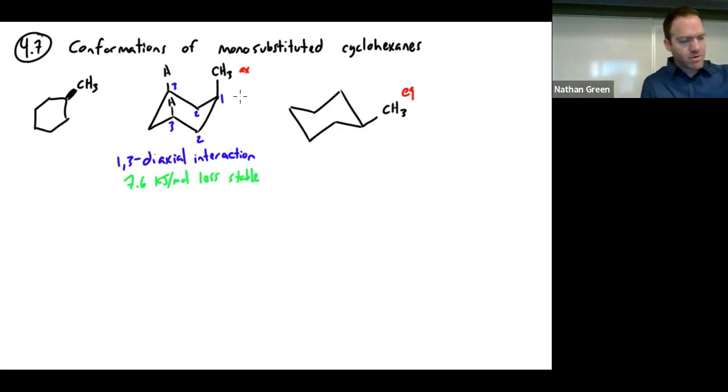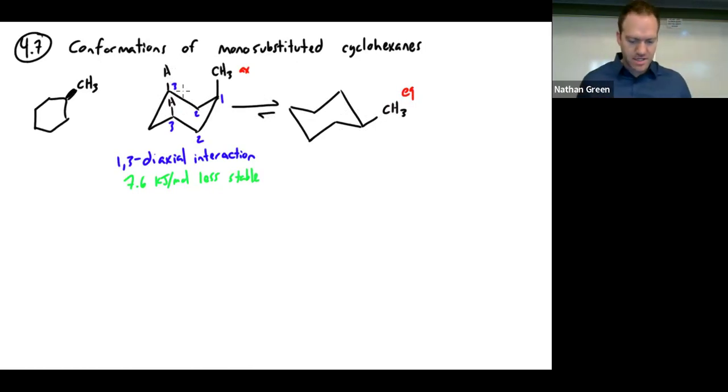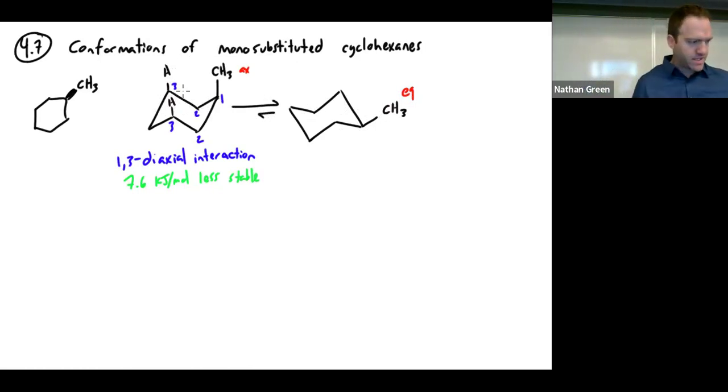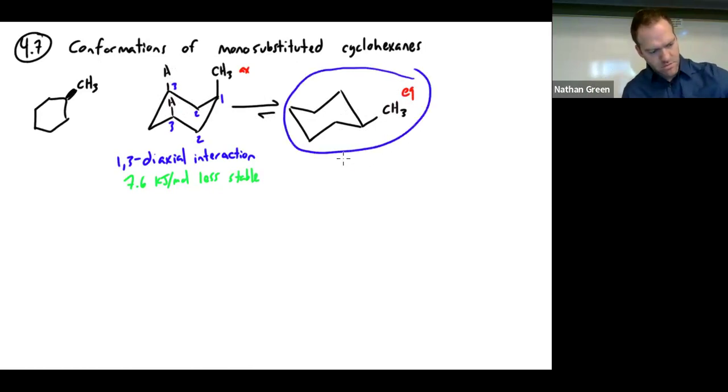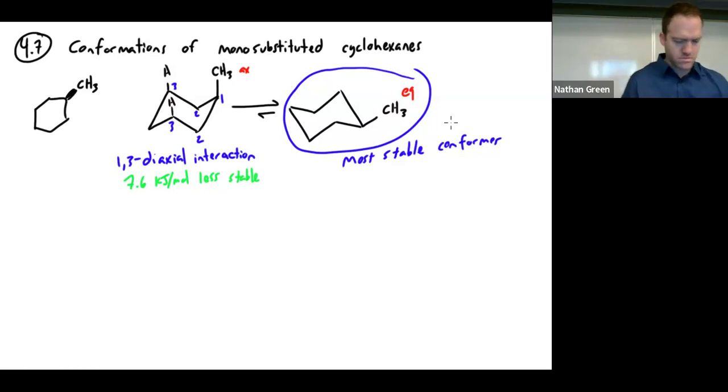So there's going to be an equilibrium set up between these two molecules, but it is going to heavily favor the methyl group in the equatorial position. Only a little bit, it's going to be back in the axial position on this side. This is the most stable. And this situation is exacerbated as the groups get bigger and bigger and bigger.